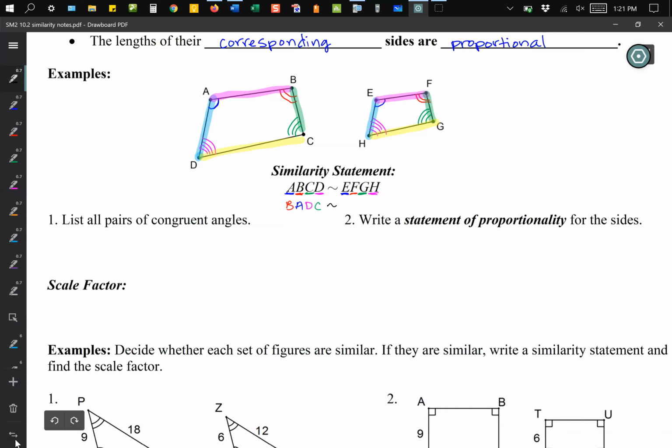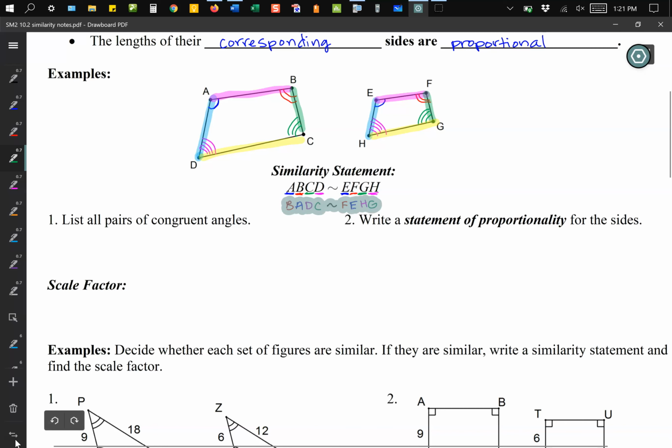I would have had to name the other one F. The second letter's A. A is congruent to E. Third letter was D. That matches H. And the fourth letter is C, so that would match G. So there's not just one similarity statement, it's just that the orders have to match. Whatever you name the first one, you need to make sure the order in the second shape matches.